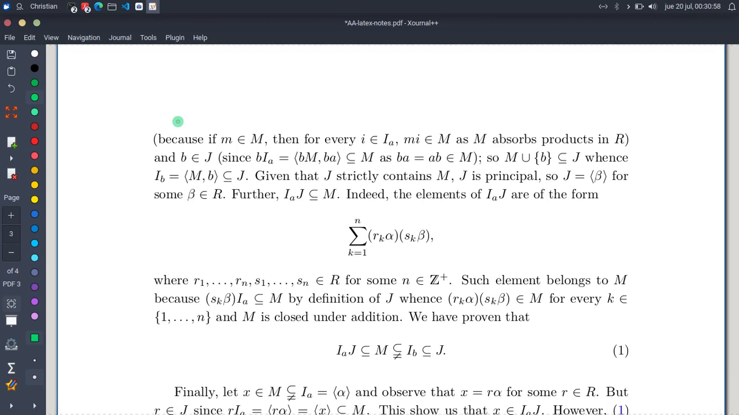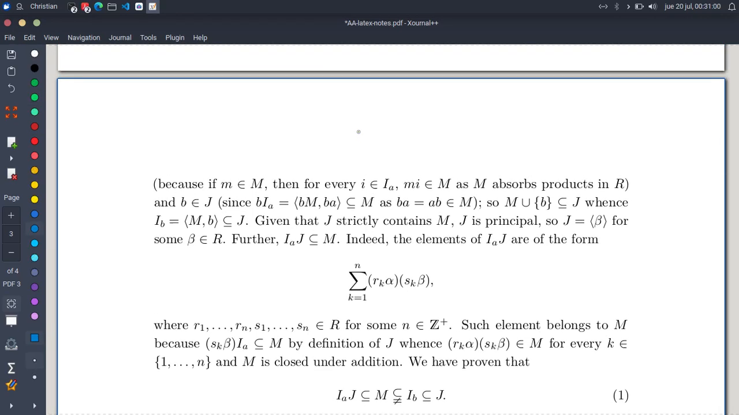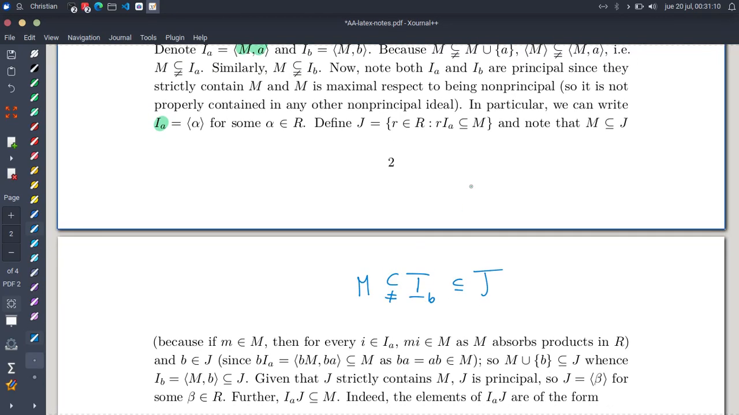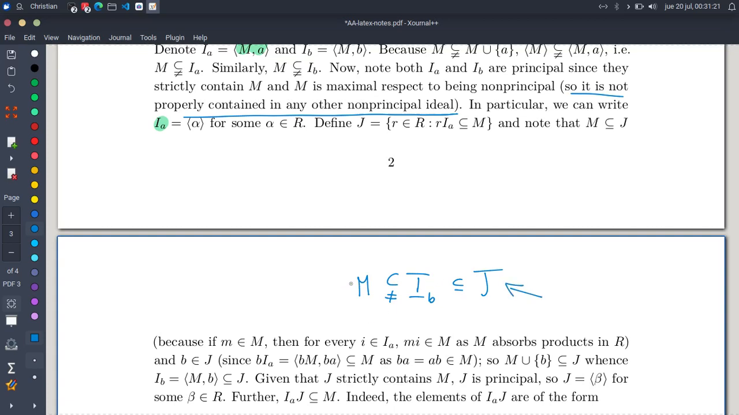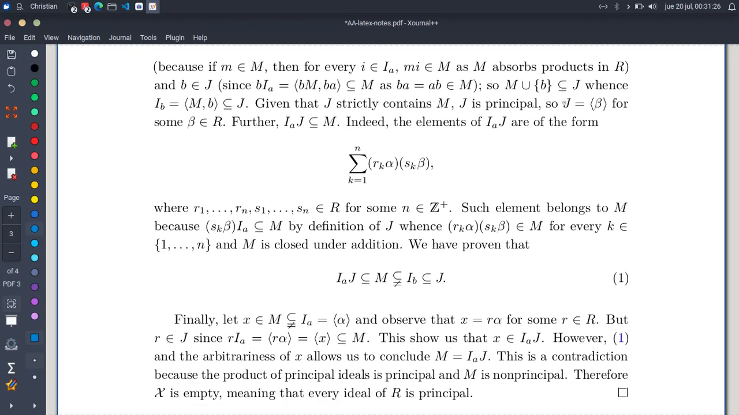So notice in here that we have this proper inclusion. M is properly contained in I_B and this is contained in J. So again, because M is maximal with respect to being non-principal, it is not properly contained in any other non-principal ideal. It follows that J has to be principal. Okay, so we can write that it is generated by beta for some element beta in R.